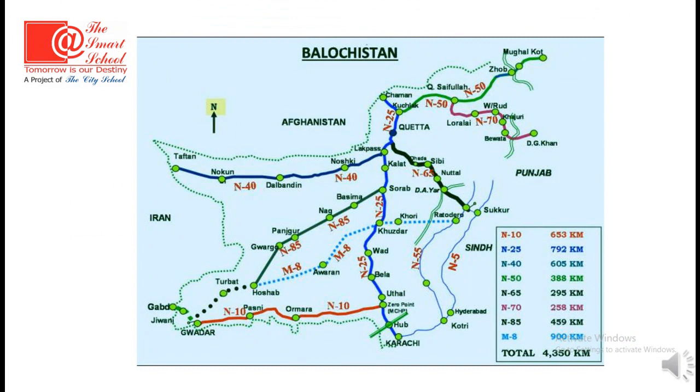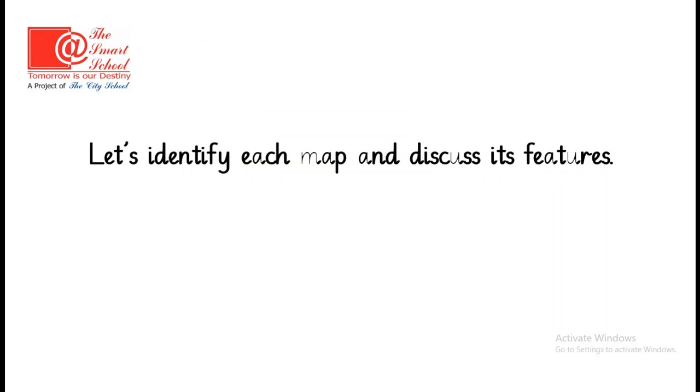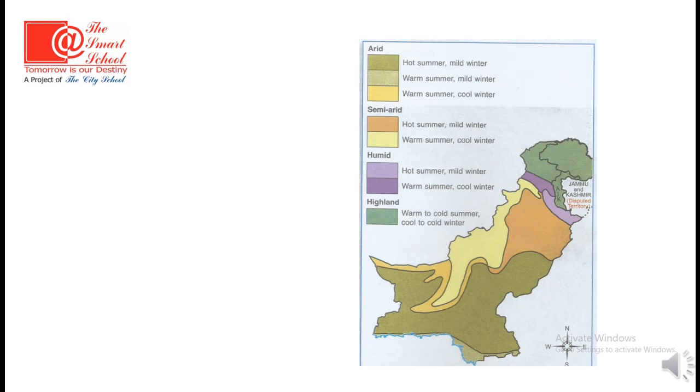Oh, this is the map of Balochistan. What is it showing us? Yes, it's showing us the network of roads. So, it's a road map. So, students, you have seen that we have different types of maps and each map is showing us different information. So, let's identify each map and discuss its features.